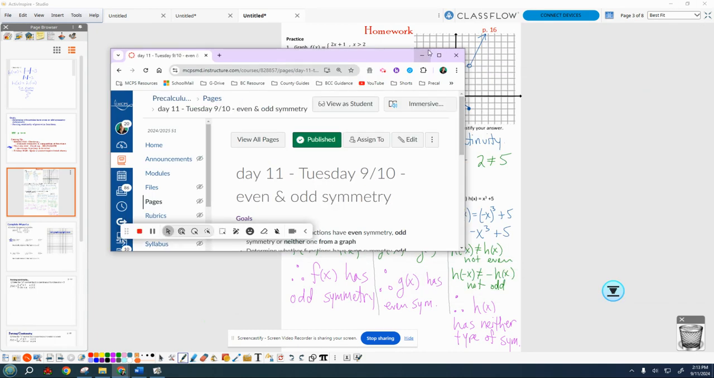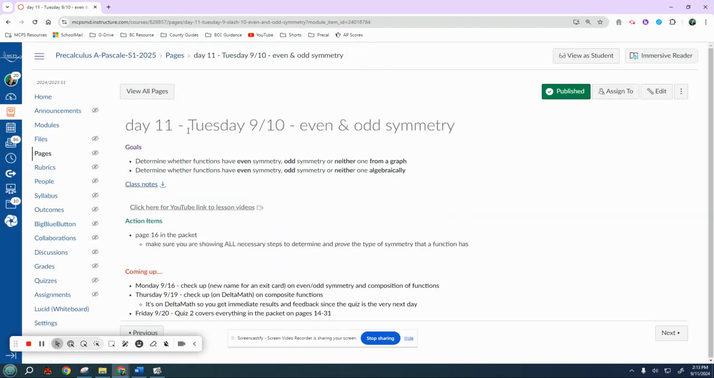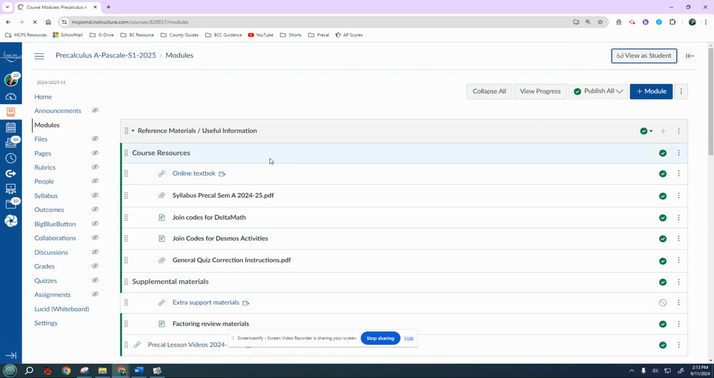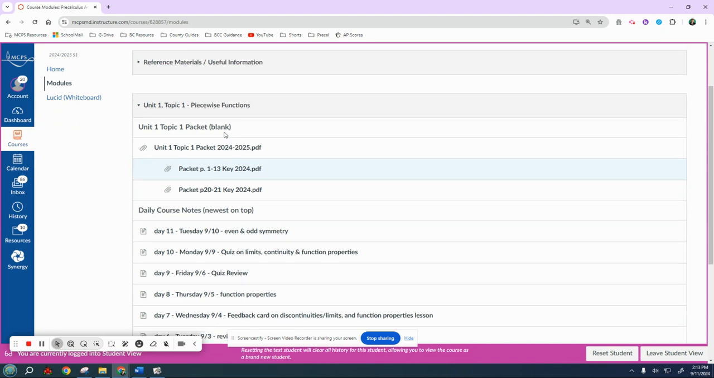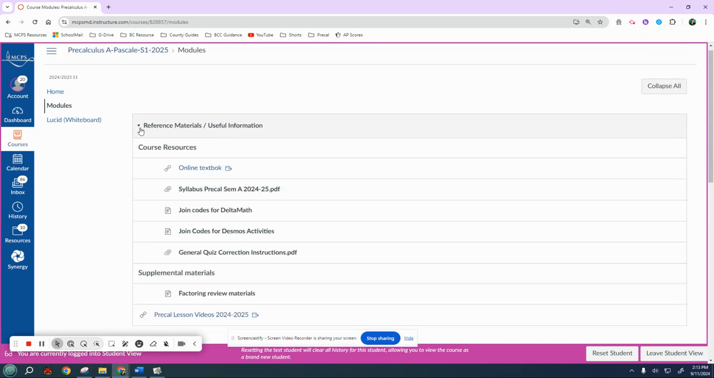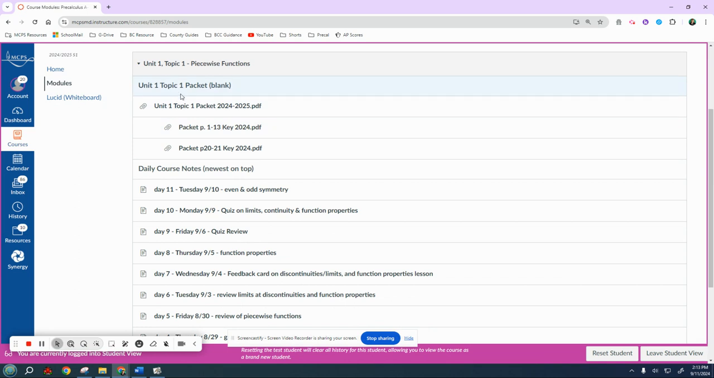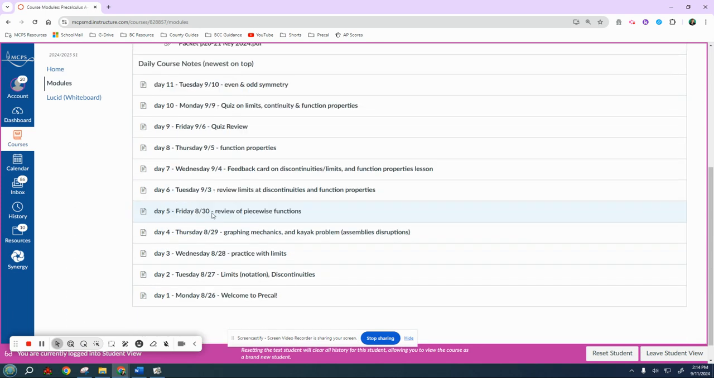Just to remind you, lots of stuff is up on Canvas. If you go to the modules in Canvas, this top thing is all the reference stuff. The bottom link is videos that we're recording right now. Then here is the packet, blank, and the answer key for the pages we've gone through so far. And in here is every day what we've been doing. So yesterday was day 11.